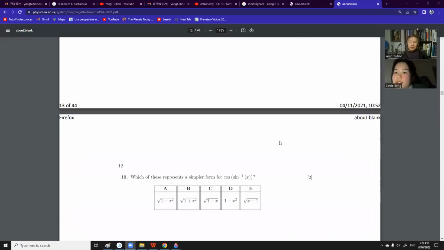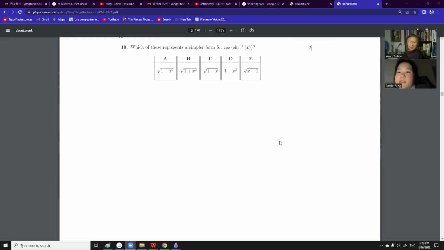Okay, probably this is a math issue. You can try, this is a trigonometry issue. Simpler form: cosine, sine inverse x. So does it mean they're equal? They are equal, so they have to ultimately become one of the following mathematical form expressions. Have you thought of that possibility?